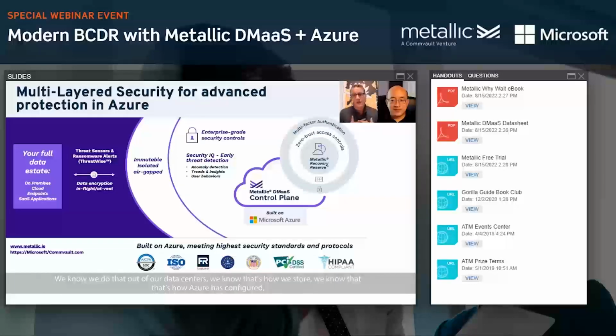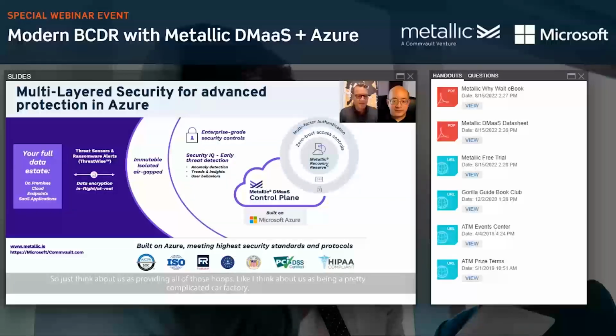Well, we know we do that out of our data centers. We know that's how we store. We know that's how Azure is configured. But a customer can't write the configuration scripts to get access to those same compliancy requirements, right? Which is why, again, I think Metallic and Commvault have taken a bet on Microsoft being able to serve up the platform and then you providing that last mile integration and access points to a customer's data.